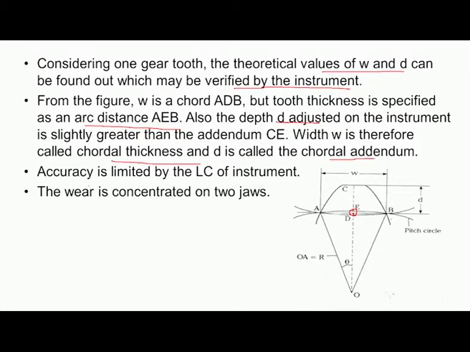The accuracy of measurement is limited by the least count of the instrument. Normally it is 0.05 millimeter, and the wear is normally concentrated on the two jaws. The two jaws get worn out more quickly.